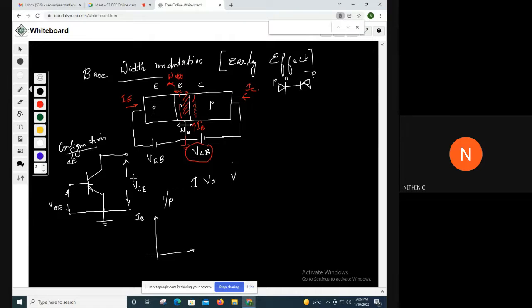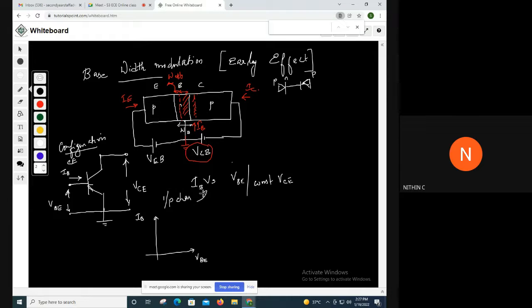Then input section, then output section. So here the current is IB, and the input voltage is VBE. So the graph between input current and input voltage at constant output voltage, that is the graph between IB versus VBE at constant output voltage VCE, is called the input characteristics.